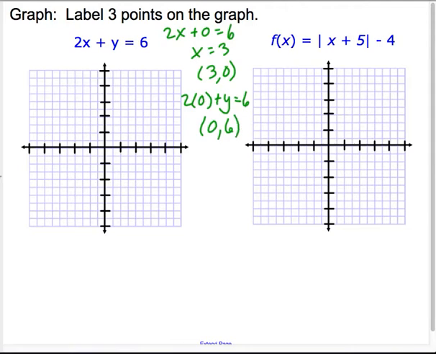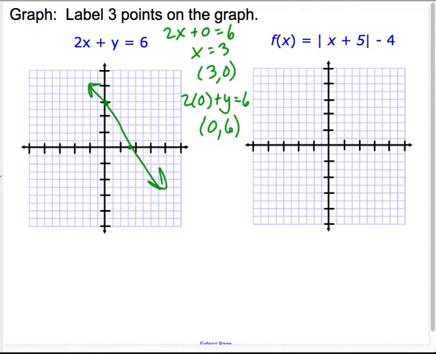So I plot those 2 ordered pairs, 3, 0. I'm going to go as a scale of 1 since I have to fit 6 on here. So here's my 3, 0, and then 0, 6. And then make your line. Ooh. Try and make it a little bit straighter. Make sure you put arrows on the end as well.